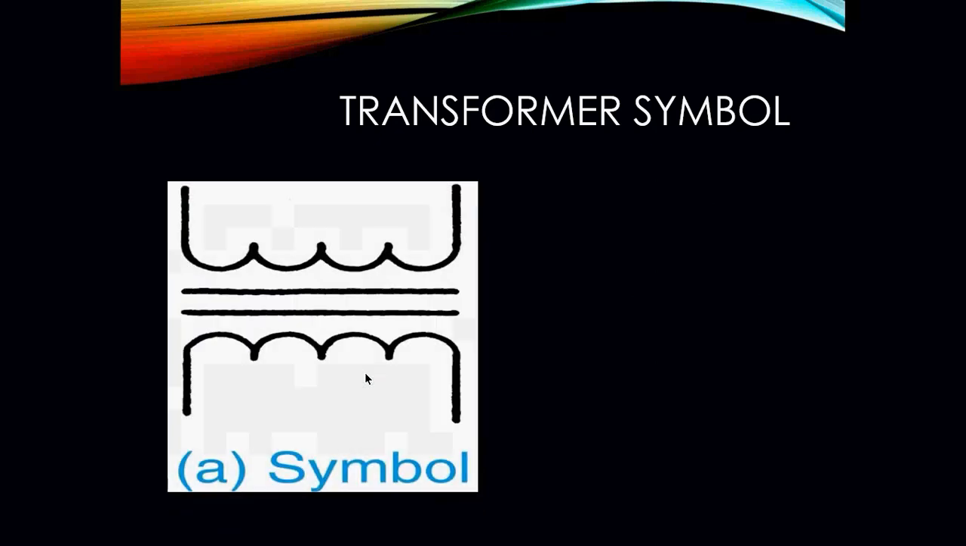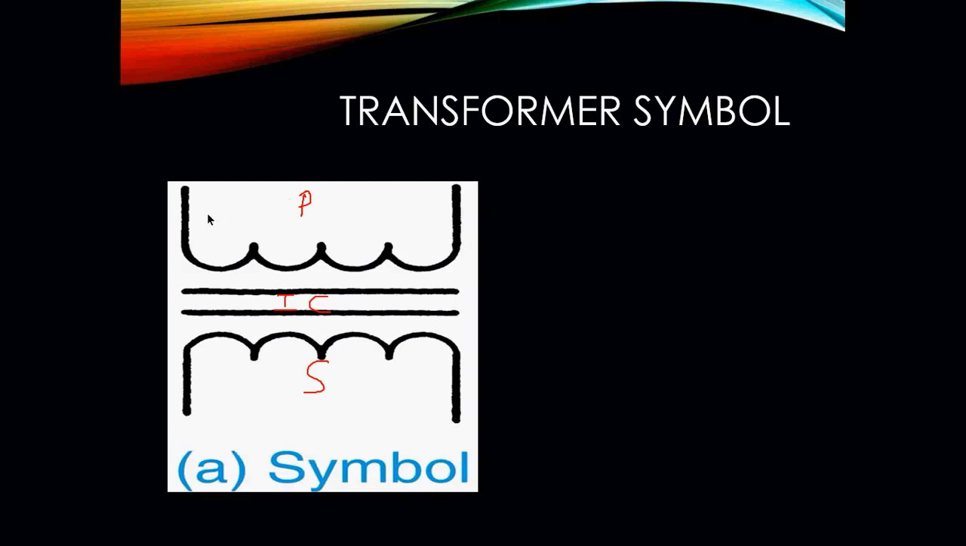Your symbols for your transformers are as follows. This is how it would look in a diagram. This would be our primary. This would be our secondary. This would be the iron core. Okay. This would be a standard step-down or step-up transformer.